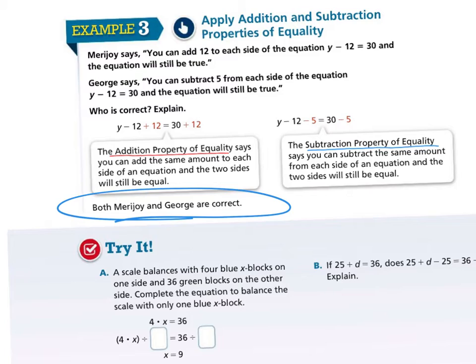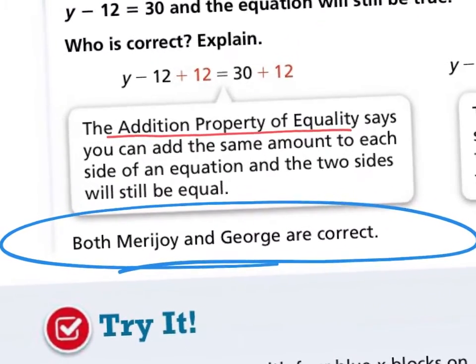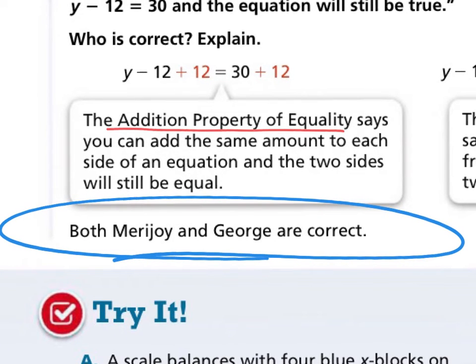As we get into the next lesson, we'll see that the first way, the addition property of equality, actually would help us to solve and figure out what y is equal to. But technically, they're both correct. We can do either one, and it still would be true.